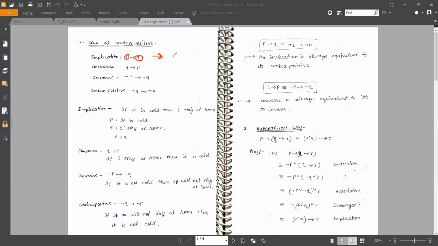We will further see that an implication is equivalent to its contrapositive, and the converse of an implication is equivalent to the inverse of that implication. You can verify it via truth table as well. We have already covered how to verify truth tables and logic formulas. Continuing the discussion, let us see this with an example.